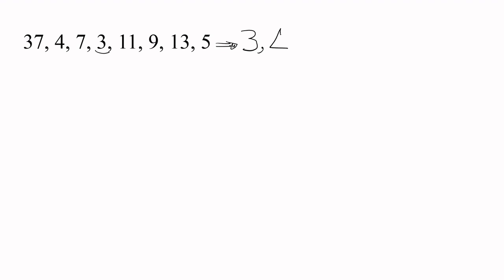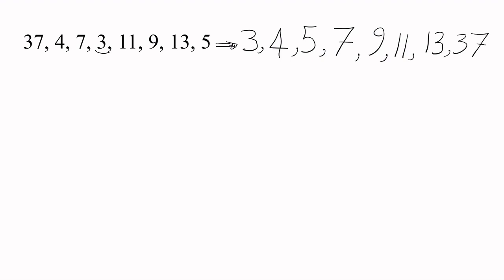After 3, I have 4. After 4, I have 5. After 5, do I have any 6? No. I have 7. After 7, I have 9. After 9, I have 11. After 11, I have 13. And after 13, I have 37. So this group of numbers is sorted now.